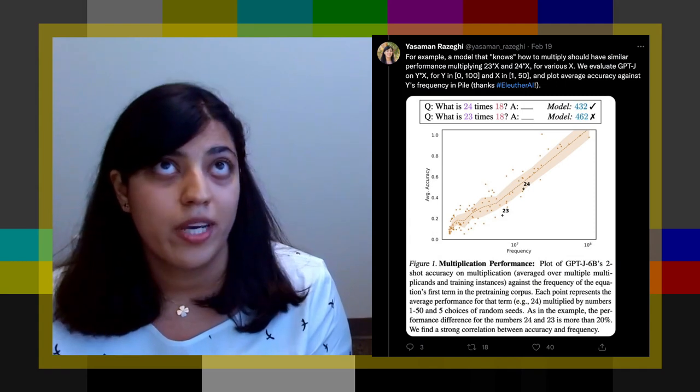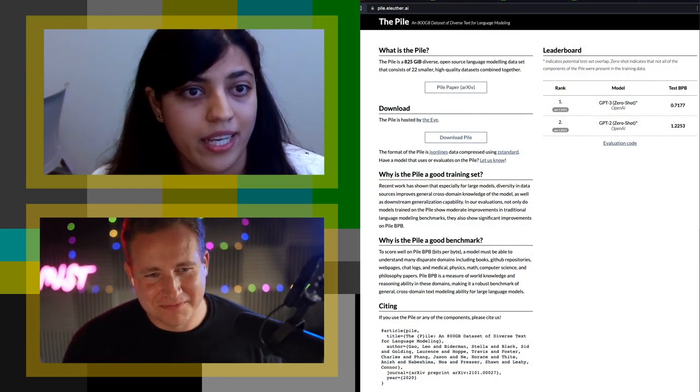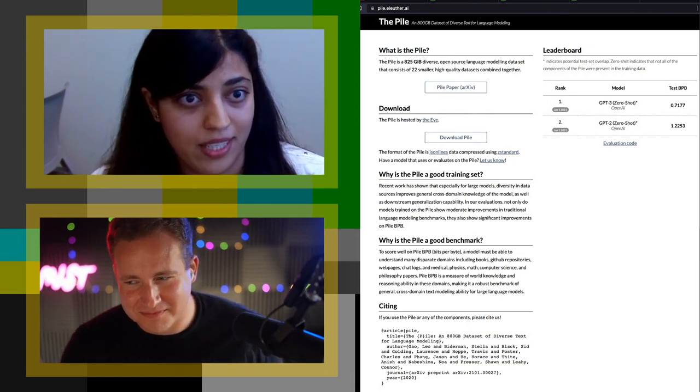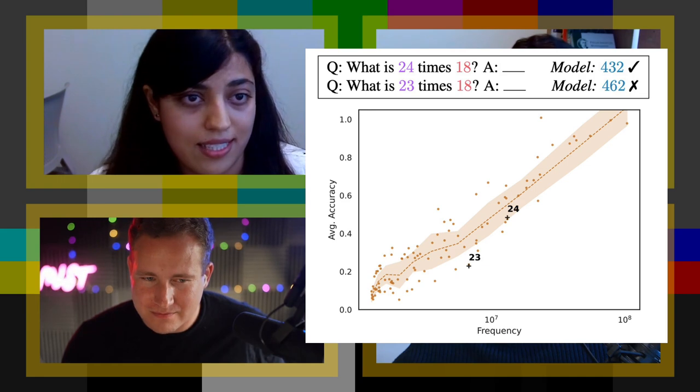So to do that, as an example on the graph you mentioned, we have like what is 24 times X or what is 23 times X. So we looked at the Pile pre-training data of these EleutherAI models and counted how many times what we call terms, like the numbers 23 and 24, appeared in that pre-training data, and how much this impacts the accuracy of the models in answering these multiplication questions. We found a strong correlation between the model's performance on these test instances and their corresponding term frequencies, which somehow tells us that this is not robust reasoning going on, and we should be more careful in saying how much these language models are capable of, maybe.